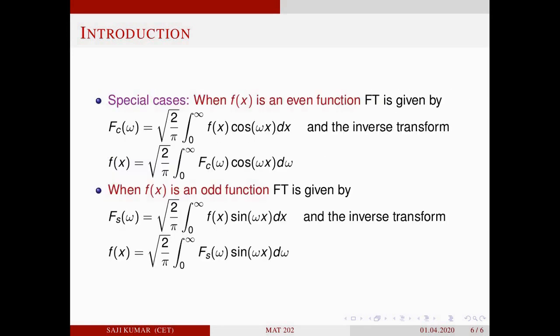Special cases. When f(x) is an even function, the Fourier transform is given by Fc(omega) equal to square root of 2 by pi integral 0 to infinity f(x) cos omega x dx, and the inverse transform, small f(x), equal to square root of 2 by pi integral 0 to infinity Fc(omega) cos omega x d omega. When f(x) is an odd function, the Fourier transform is given by Fs(omega) equal to square root of 2 by pi integral 0 to infinity f(x) sin omega x dx, and the inverse transform, small f(x), equal to square root of 2 by pi integral 0 to infinity Fs(omega) sin omega x d omega.